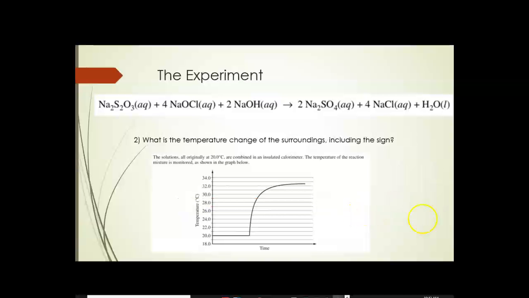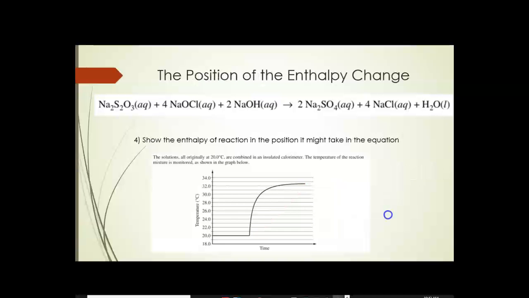What's the temperature change including sign? Well, the temperature change is positive. Delta T is greater than 0. We worked that out already. And when we subtract the high temperature minus the low, always final minus initial, we get plus 12.5 degrees Celsius. That's it.